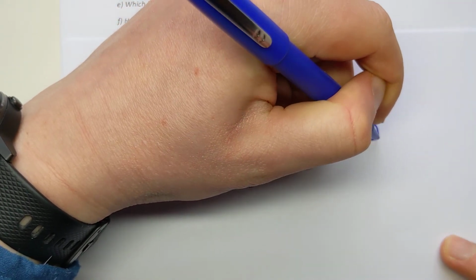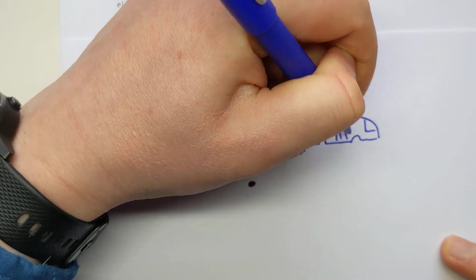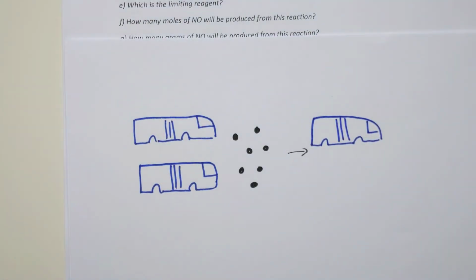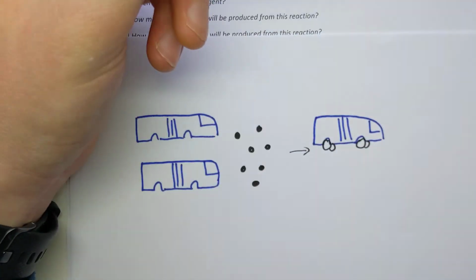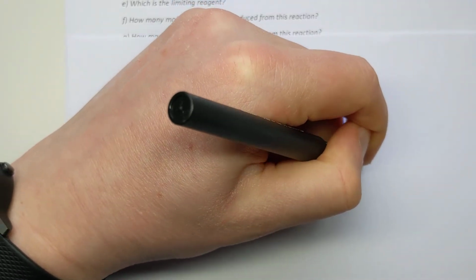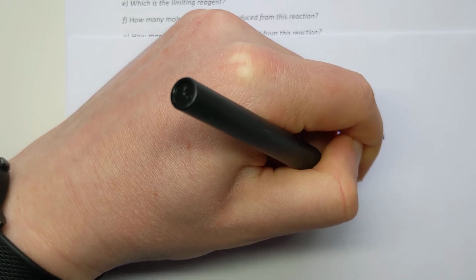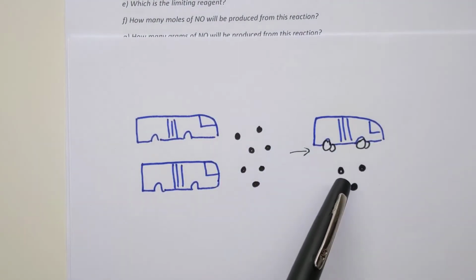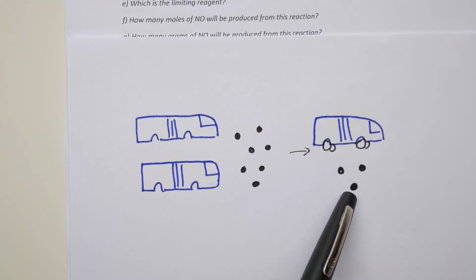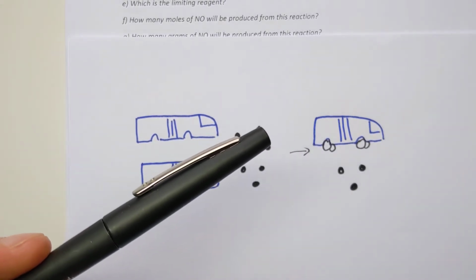Because if each glider needs 4 wheels to be complete, I can easily make 1 because I've got 7 wheels. But once I've got that done, I've actually got 3 wheels left over. And those 3 wheels together can't actually go there to make another glider because I'm missing 1. I need a set of 4.